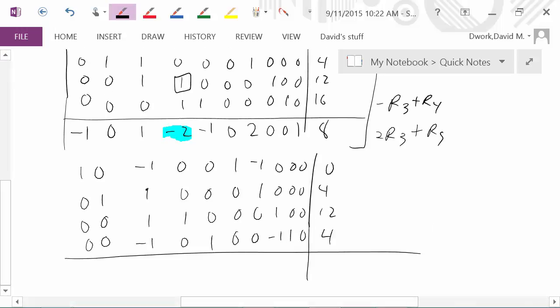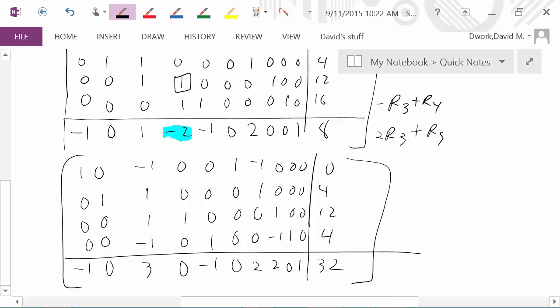Okay, on to our objective equation. That is 2 times row 3 plus row 5. So 2 times row 3, 2 times 0 makes 0, plus row 5 is -1, 0. 2 times 1 is 2, plus 1 makes 3. 2 times 1 plus a -2 makes 0, -1. And we just keep going with this. 2, 0, 1. Okay, 2 times 12 is 24. 24 plus 8 is 32. All right, so there is our next matrix.